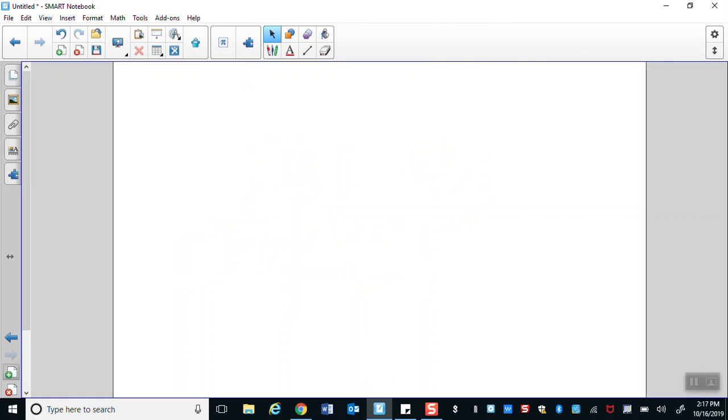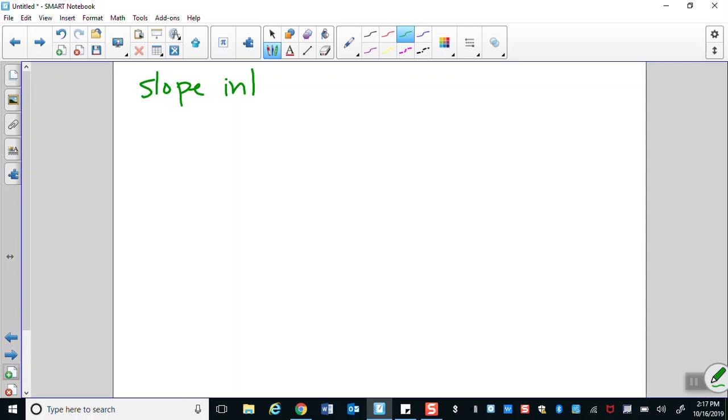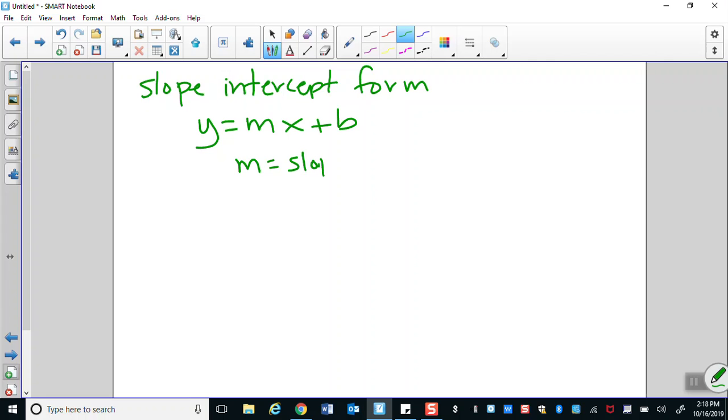Now I'm just going to do a little reminder so you can write these forms down because you're going to need them today. The mostly used equation of a line that you learned last year is slope-intercept form. Try to think of it before I write it down, but you should recognize it. y = mx + b, where the m is your slope and the b is your y-intercept.